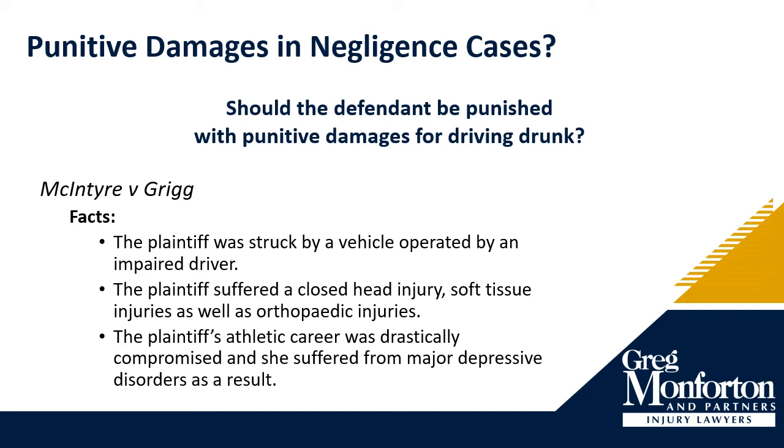In this case, the plaintiff was walking along a curb with her friends after leaving the University of McMaster pub. She was struck by a vehicle operated by an impaired driver. The plaintiff suffered a closed head injury, soft tissue injuries, as well as orthopedic injuries. She continued to experience significant pain and numbness. She had restricted range of motion, and she had permanent scarring 6 years after the accident. Her athletic career was drastically compromised.